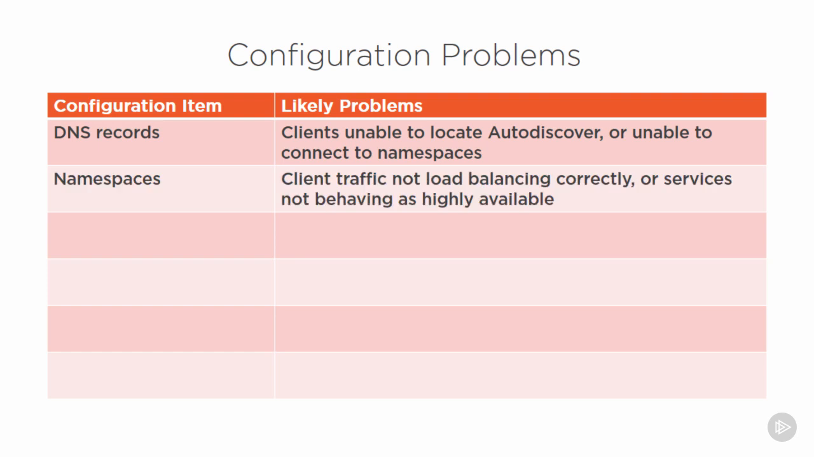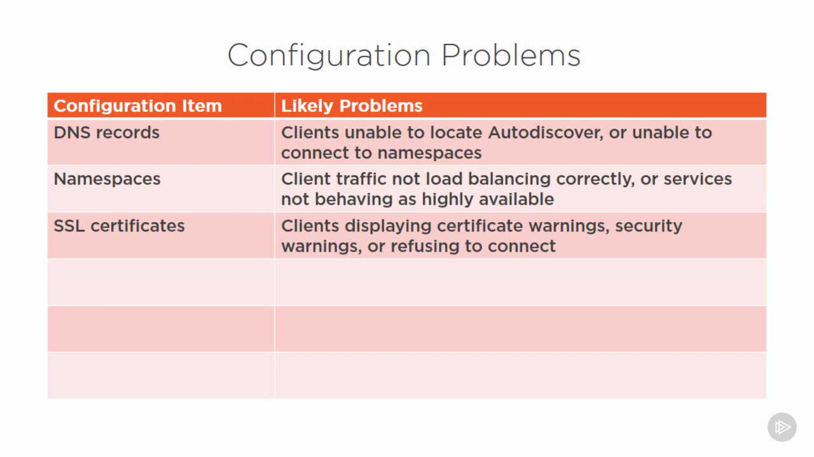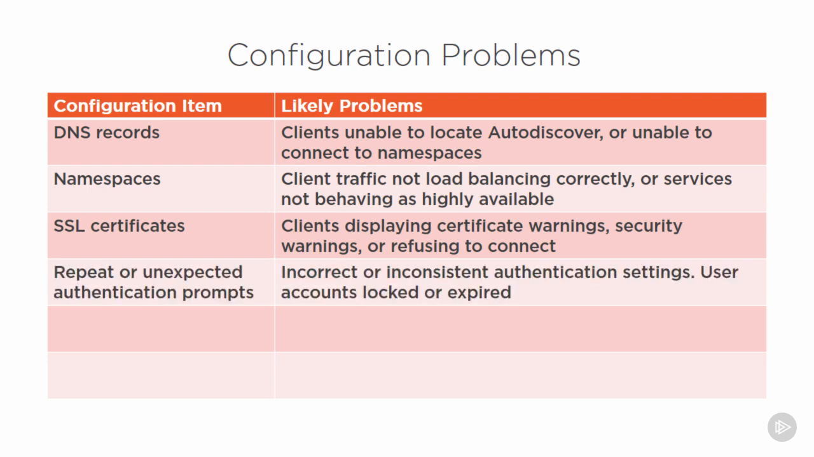then obviously they're going to have problems locating and connecting to those services. If one or more of your client access namespaces is behaving erratically, it could be that client traffic is not load balancing correctly, or perhaps services are not behaving as highly available. So your load balancer might be sending some client traffic to an unhealthy protocol or service on one of your member servers. If you have a problem with your SSL certificates, and these are quite common, it's very common in fact in the real world to find misconfigured certificates, your clients will begin displaying certificate warnings or security warnings, or in some cases they will just outright refuse to connect.